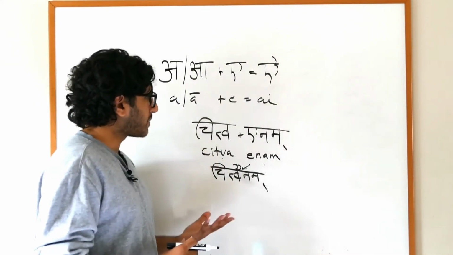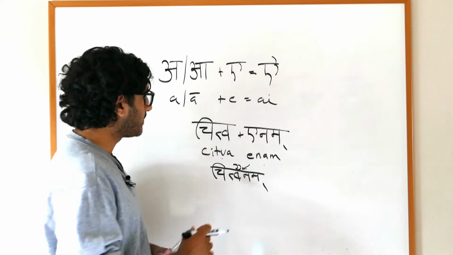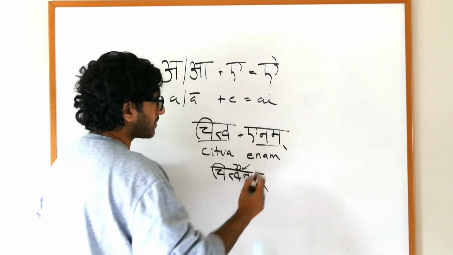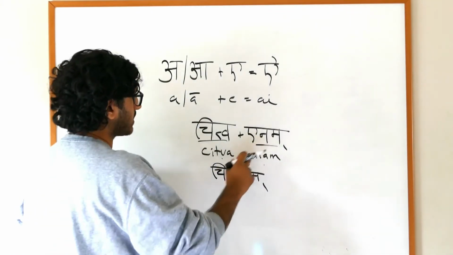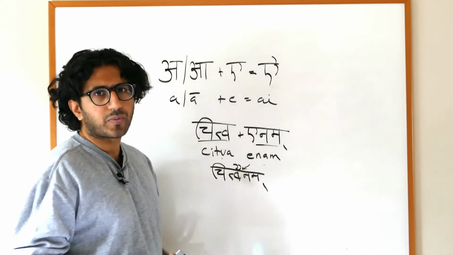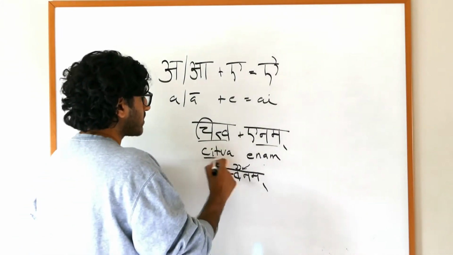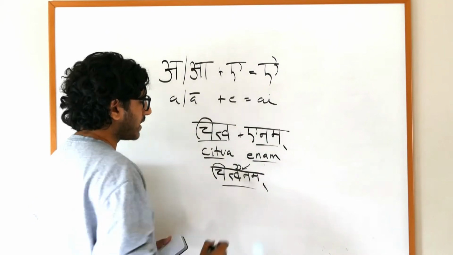I'm not really sure if this has a particular meaning. I'll have to check, but this particular phrase is provided as an example. For now, we'll just look at the grammatical rules and whatnot. So, chitva and enam form chitvainam.